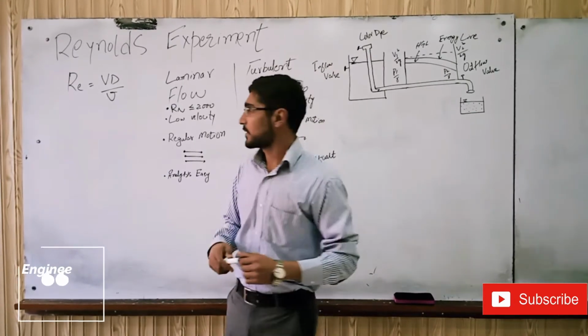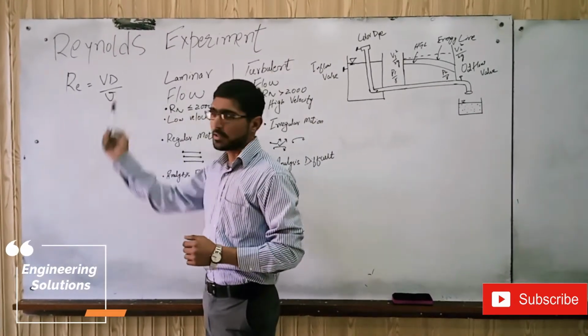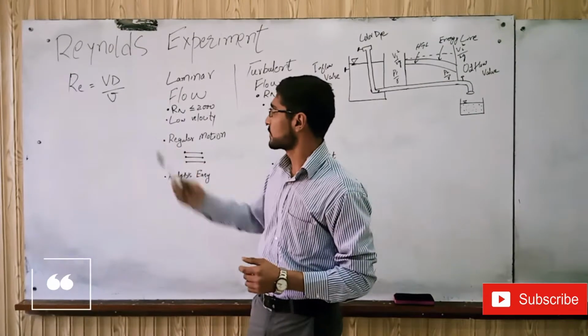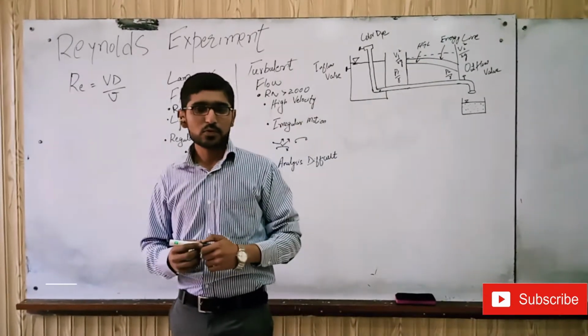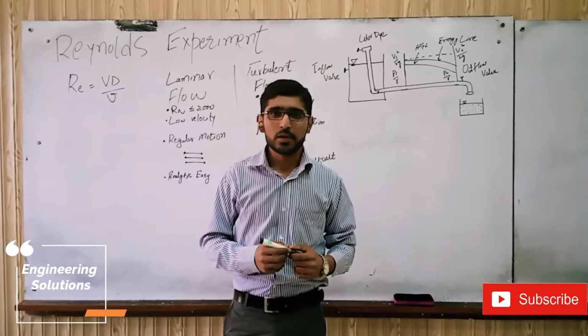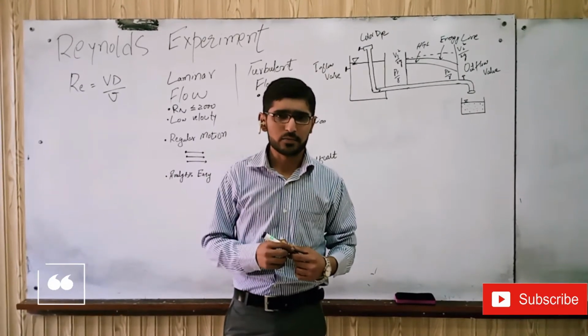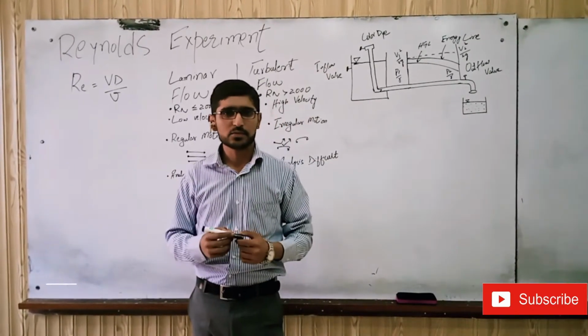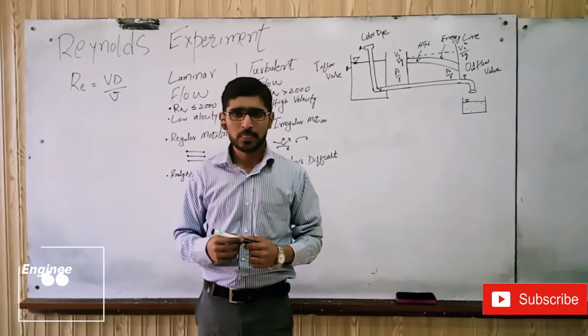Reynolds number is basically the ratio of inertial forces to viscous forces. Viscous forces mean the viscosity of the fluid. For example, if we consider honey and water, the viscous forces in honey are greater.